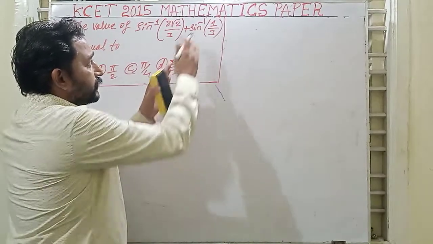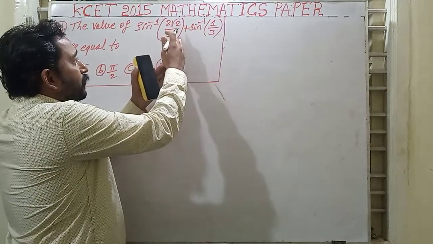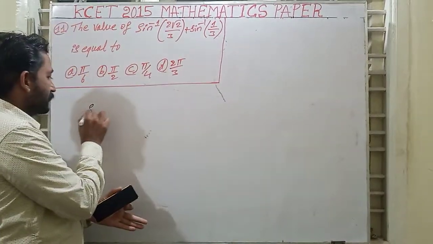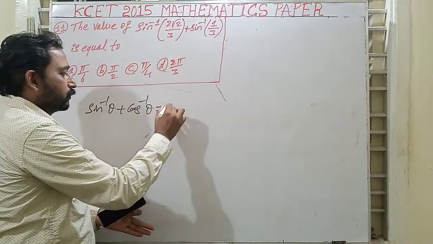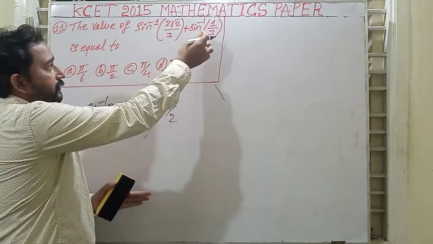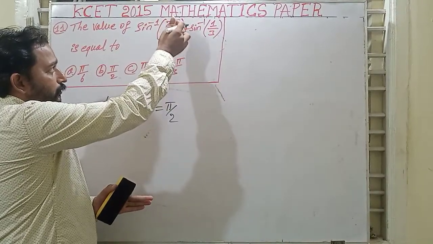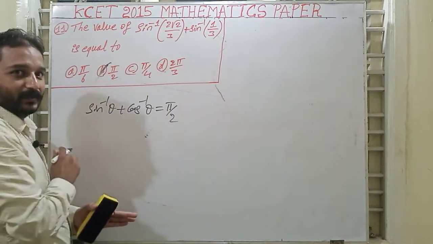sin inverse of 2 root 2 divided by 3 plus sin inverse of 1 by 3. Sin inverse of 1 by 3 can be written as cos inverse of 2 root 2 by 3. So we know the formula sin inverse theta plus cos inverse theta is equal to pi by 2. Using this formula, we get the answer pi by 2. Good answer, pi by 2.